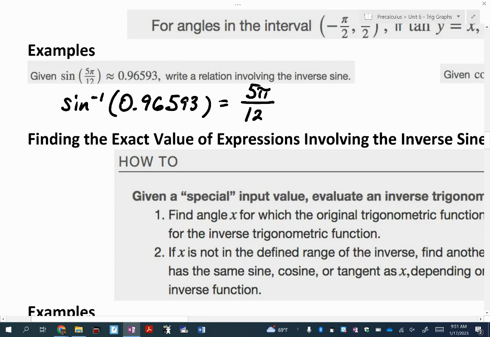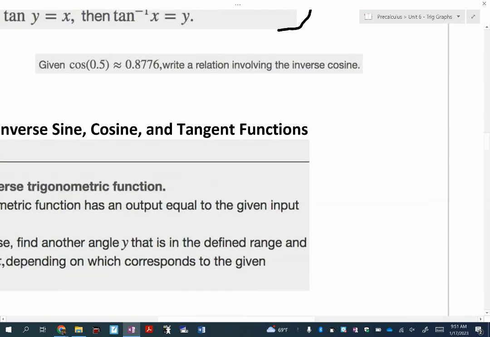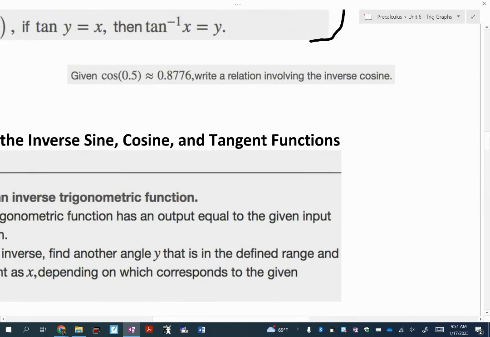So like I said, we know the ratio, and we're going to be solving for the angle, as opposed to the other way around, where you knew the angle and were trying to find the trig ratio. Let's do another one with cosine. All right. So the cosine of 0.5 is approximately 0.8776.